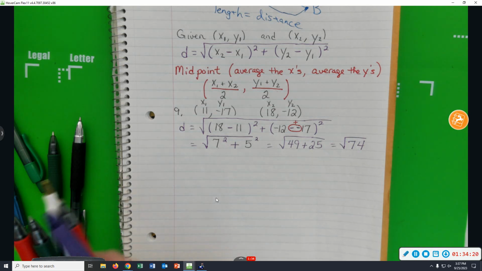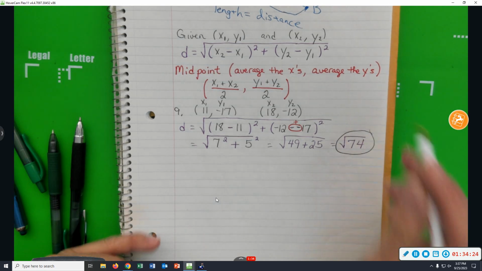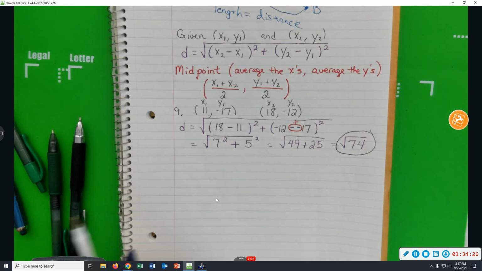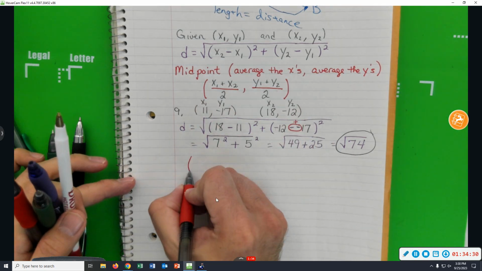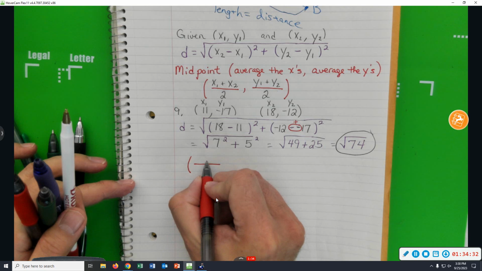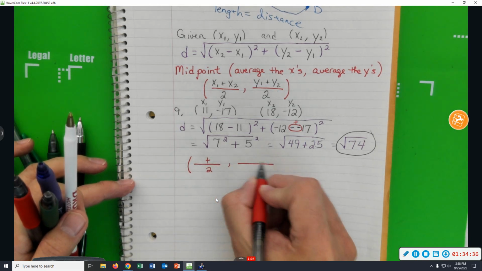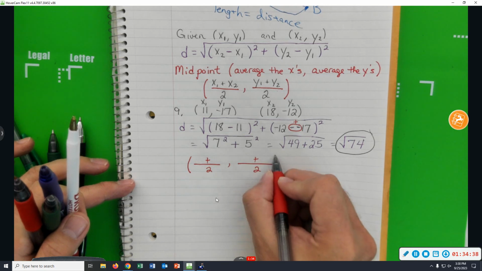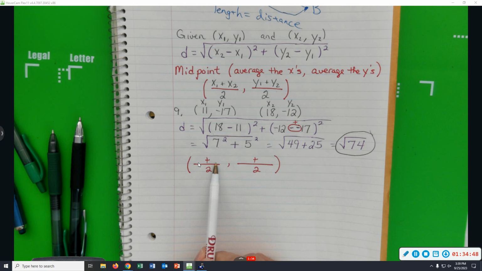Okay. Go ahead and find the midpoint. And then I'll type in the final answer. So that's the distance. Now we'll do the midpoint. I'm going to draw my parentheses. Y'all tell me what's going to go here where I'm pointing.